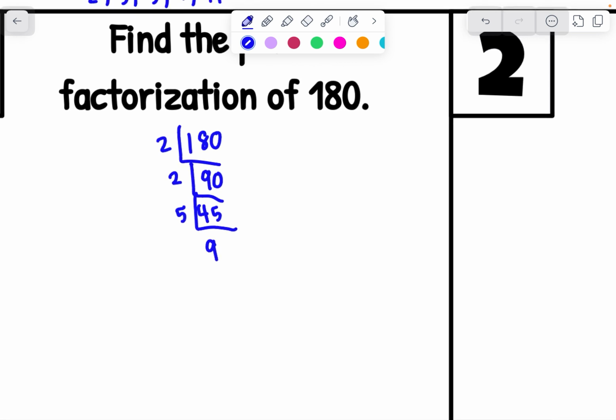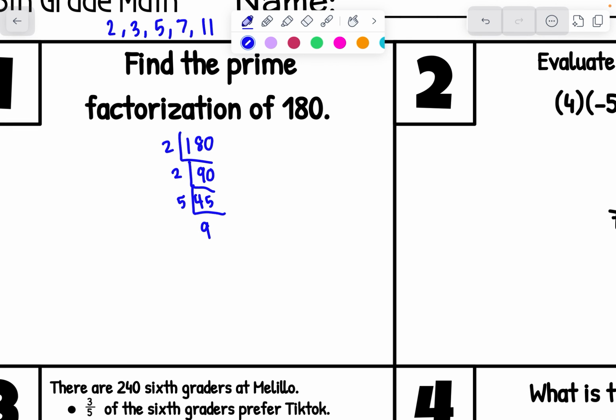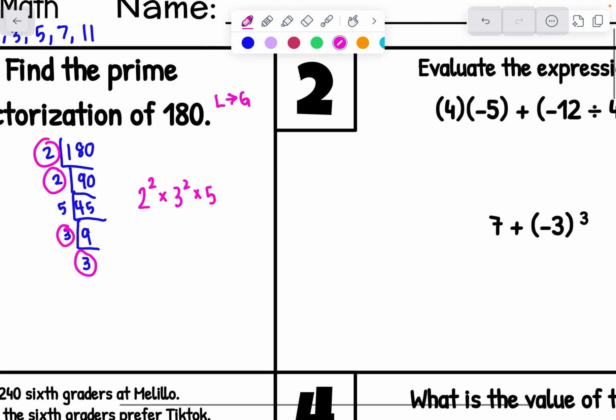Don't make the mistake of stopping at 9, because remember, 9 is not prime. It can be divided by 9, 3, and 1. So it's not just itself and 1. So that means I can keep dividing it by 3. 9 divided by 3 is 3. So I'm done. How we write it is 2 to the power of 2 times, there's 2 3's, my bad, times 5. So again, it's listed from least to greatest and in its exponential form.